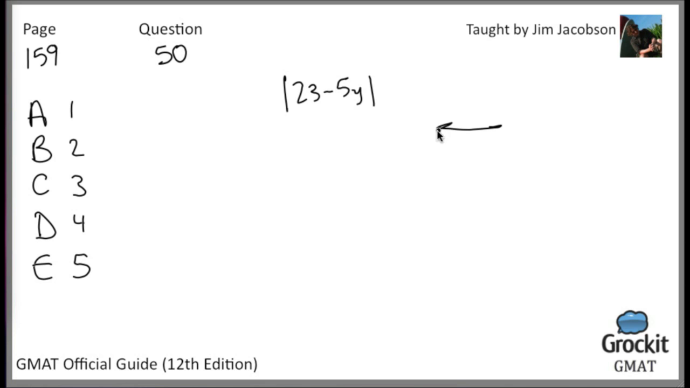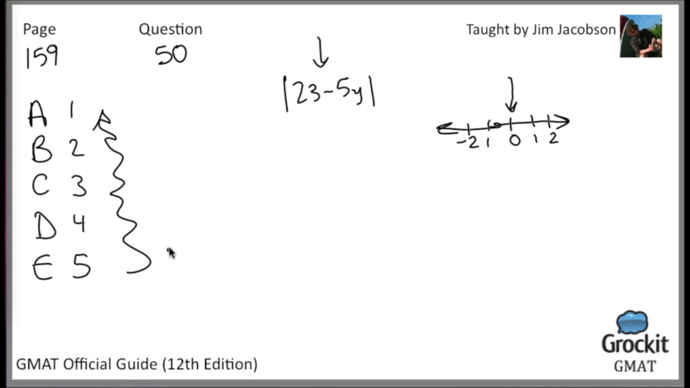So the thing to remember about absolute value is that absolute value is the distance of a number from 0 on the number line. 0 is the lowest possible absolute value. The larger the absolute value gets in either direction, the further it is from 0. So really, we want 23 minus 5y to be as close to 0 as possible. So we want it to be the lowest number on this list as we can get it.